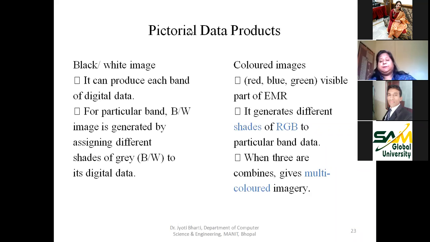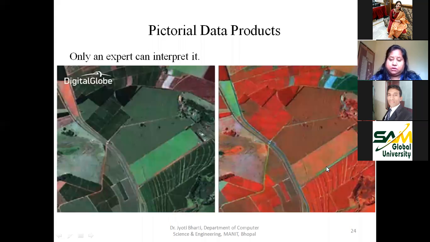Now, for a colored image, 3 bands are used. With the combination of 3 bands, red, green, and blue, the shades are formed according to the intensity variation of the RGB. So this is an example of the image.